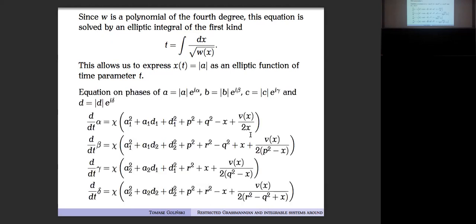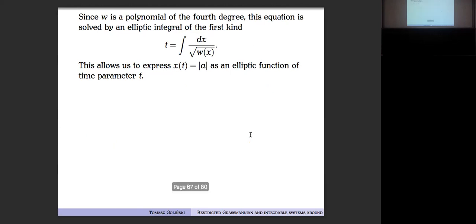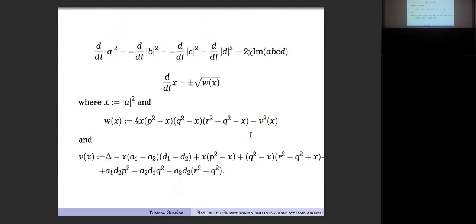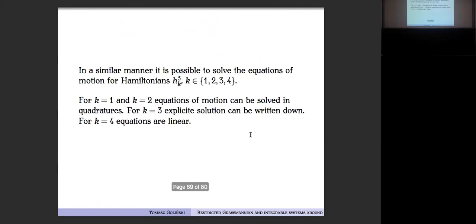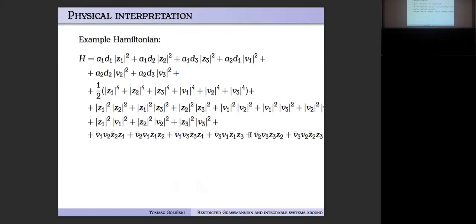Okay, these were equations for the modulus of these coefficients. To obtain the equation on phases, one gets a much easier thing to solve, and it's possible to write down solutions for low values of this parameter k. So now, for the physical interpretation of a Hamiltonian like that, I'm going to speak about quantum optical states.